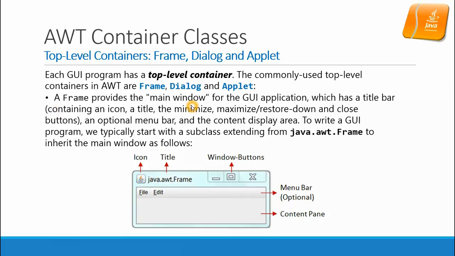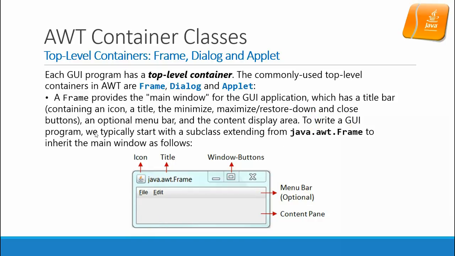A frame provides the main window, the main window that pops up for the GUI application. It has a title bar with the name of the program, an icon, a title, and the minimize, maximize, restore down, and close buttons right here, an optional menu bar, and the content display area, sometimes a toolbar as well, and a status bar. That is the whole frame that you will use. In some languages or packages like Qt, it is called a widget.